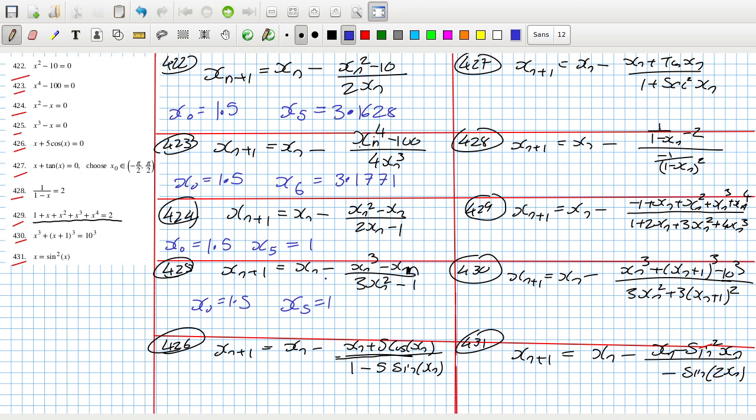Okay. Next one. x0 is 1.5. So x5 equals answer plus 5 times the cos of the answer, over 1 minus 5 times the sine of the answer. 1, 2, 3, 4. Yeah, 4 is enough here. 1.977.